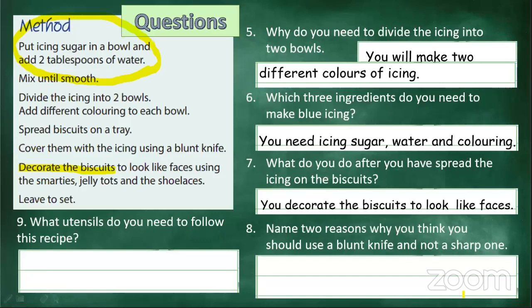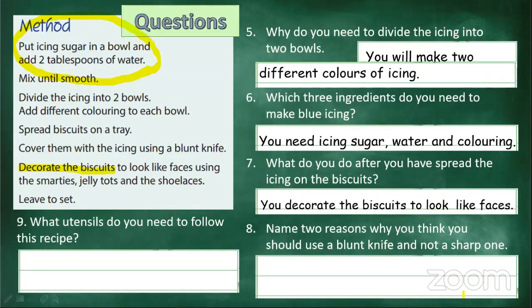Name 2 reasons why you think you should use a blunt knife and not a sharp one. Okay, so let's see who can think of the reasons. Because I don't tell you in this recipe why you should use a blunt knife, but you can think for yourself. Why do you think you need to use a blunt knife and not a sharp one? Someone said do not cut yourself. Remember, cut is spelled C-U-T.